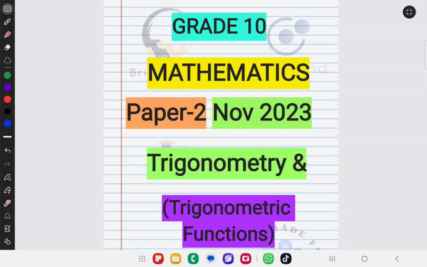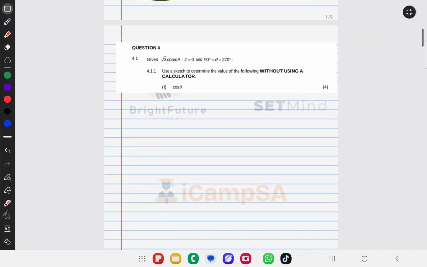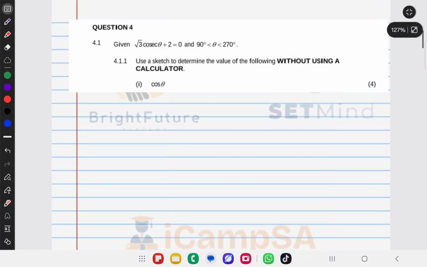In this particular lesson, we're going to be doing a past paper question. This one is for grade 10 and the paper is from KZN. It was written in November 2023, and the area of focus is trigonometry and trigonometric functions. Let's get into it.